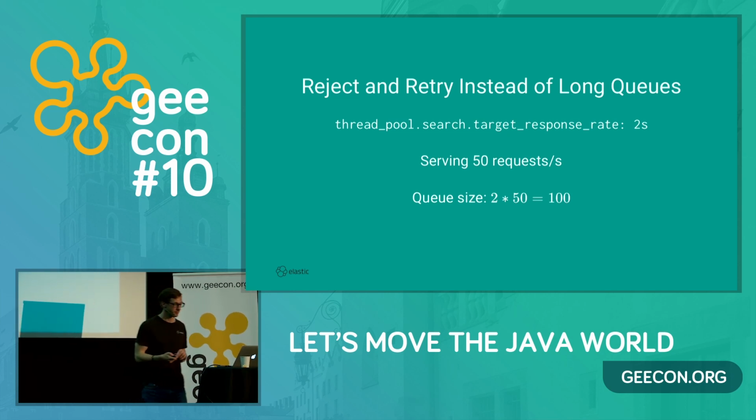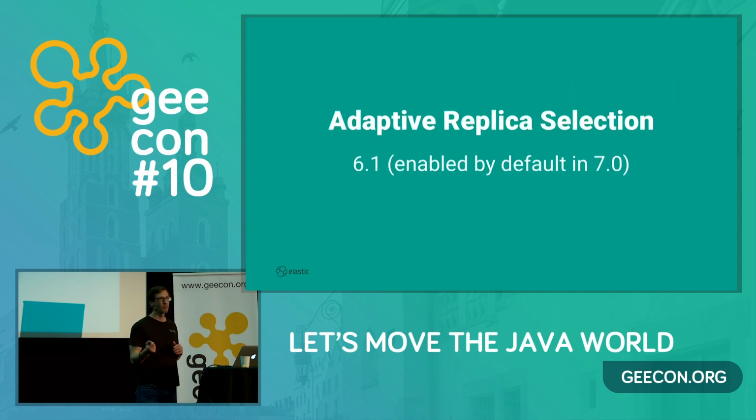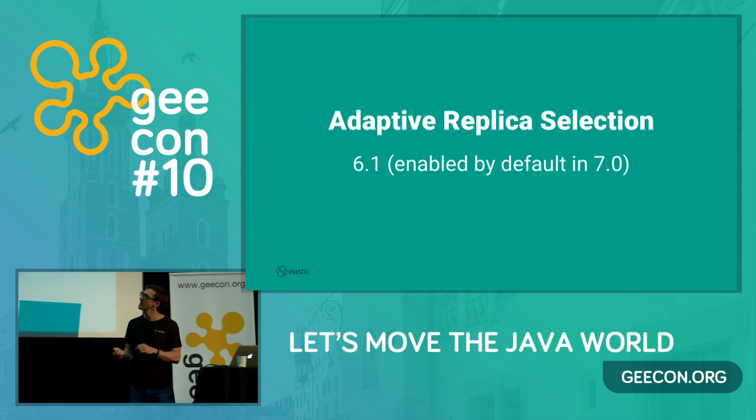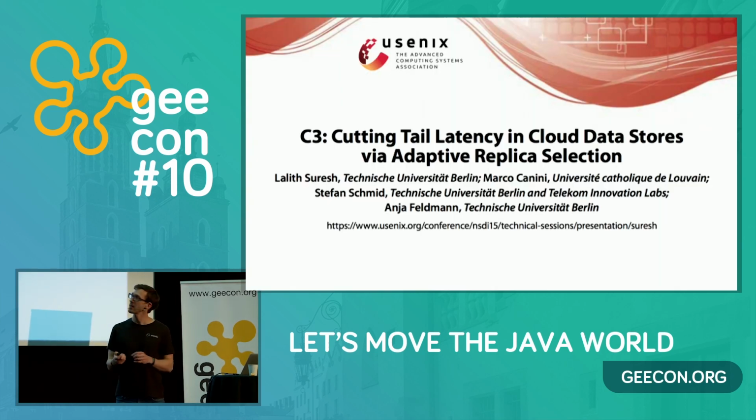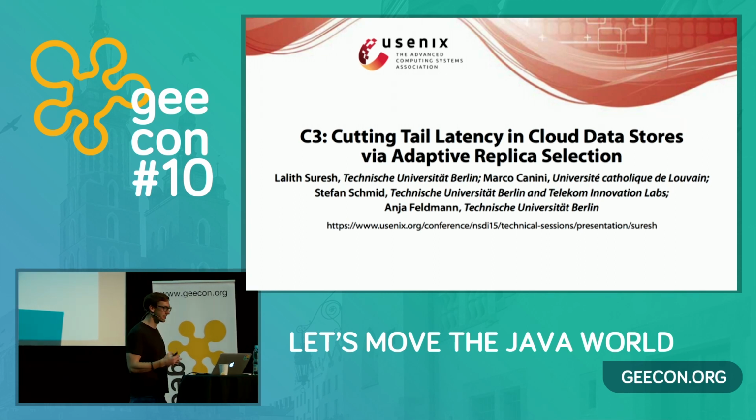The other thing that we have added in 6.1, and which will be enabled by default in 7 only, right now you need to enable it manually, is adaptive replica selection. There is a nice paper on cutting tail latency with adaptive replica selection. And what this does basically is, right now, if you do any read operation, we're basically round-robining it between all the nodes that have the data. So either the primary or the replicas, we will go to any one of them and just ask them for the result.